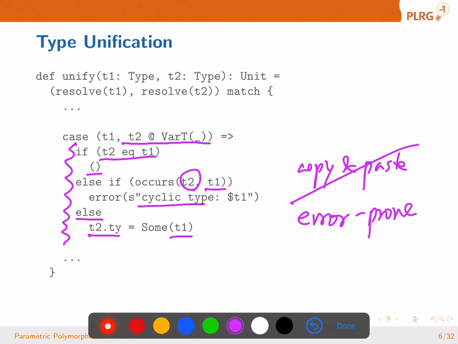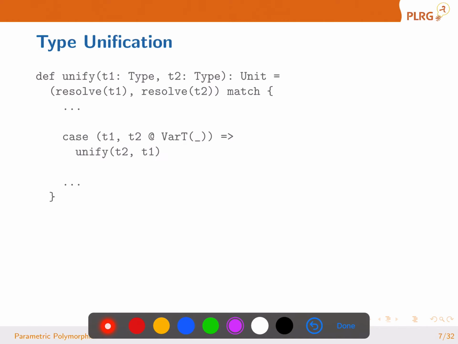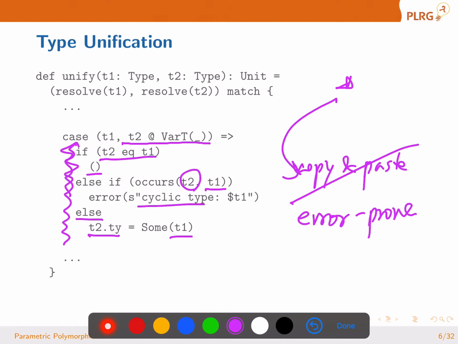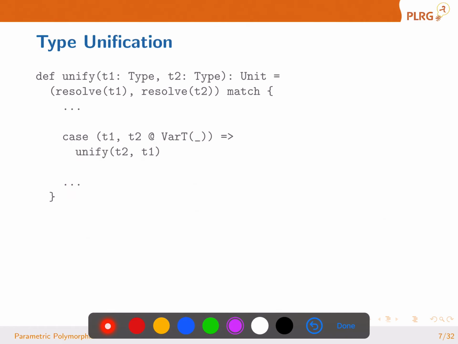Okay, and when you need to fix some error, some bug in the previous code, it's highly likely that we forget to fix this one again, right? So we'd better reduce the code duplication. That's one of the important principles in good programming. So instead of having these repeated code, we'd better have unify T2, T1 and reuse the code before.